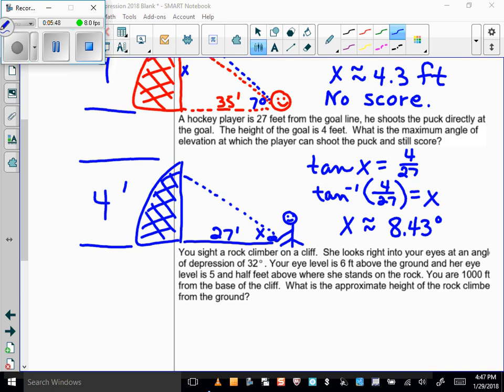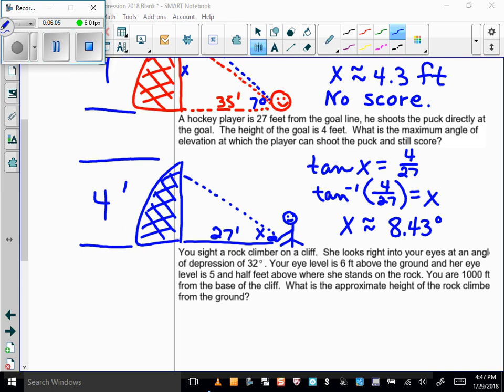All right, so this guy, he's 27 feet from the goal. He shoots right at the goal. The height of the goal is 4 feet, just like the other one. I guess that's regulation. Somebody will have to tell me. I don't really know. What is the maximum angle of elevation at which he can shoot and still score?